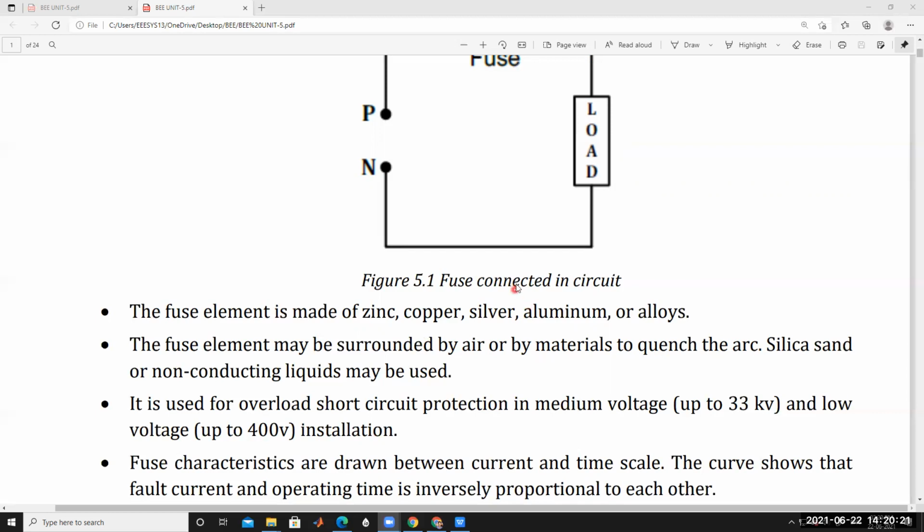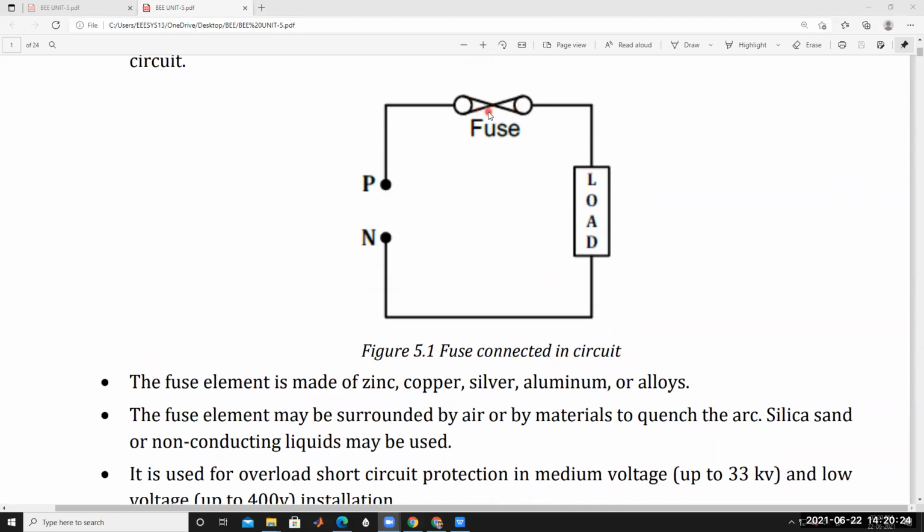Under open circuit conditions, a high voltage appears between the two terminals because of the sudden opening, so a high arc is developed. To quench the arc, the element may be surrounded by air or by materials to quench the arc. Even though the fuse is open circuit, in some cases current keeps passing because of this arc. That can be eliminated by surrounding the element with air or materials to quench the arc.